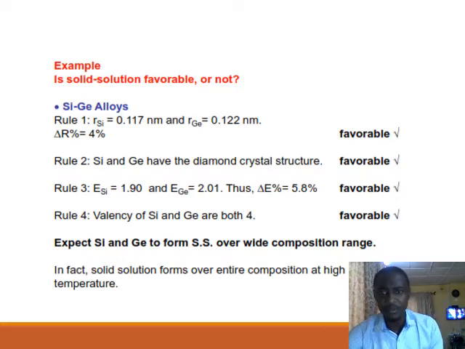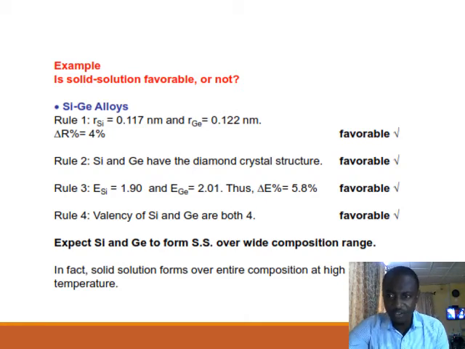And then they both have valency of 4. So in this case, what it means is that they can form a solid solution over a wide composition range, simply because all four conditions are favorable. So in fact, solid solution forms over the entire composition at high temperature. So in advanced courses on alloy, you will understand this better. But for now, you can see that once all factors are met, you can conclude that they can form a solid solution.